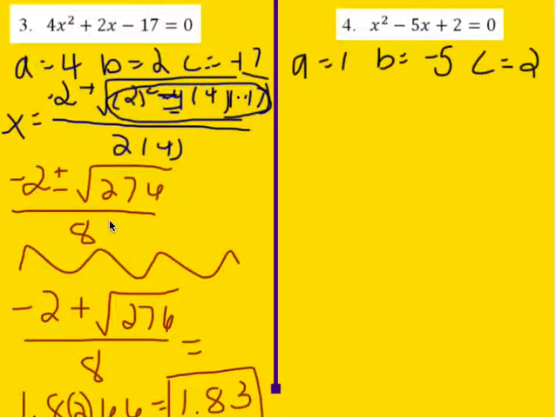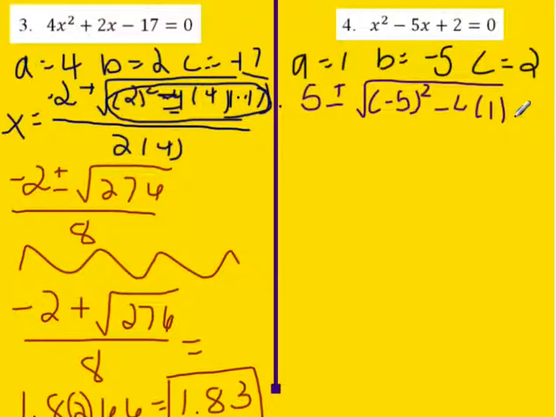To do that, I get x is equal to the opposite of b. Well, since b is a -5, I'm going to put a +5, plus or minus the square root. When I write -5, I always write it in parentheses to make sure my calculator does it right. Minus 4 times a times c, all of that over 2 times a.